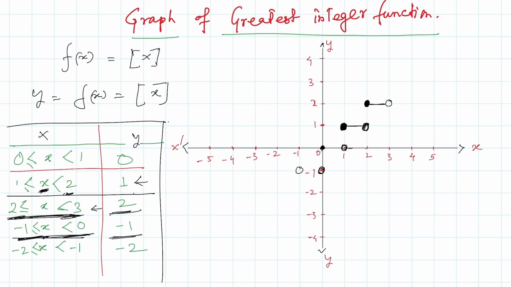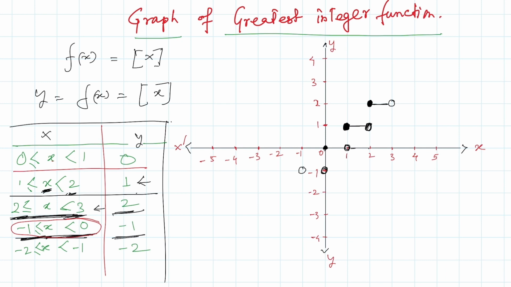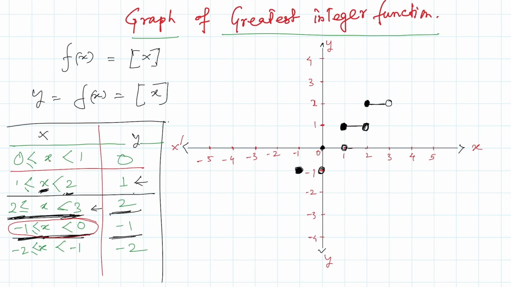Minus 1 is included, that means x is greater than or equal to minus 1 is included. So here you have to make this circle dark in order to represent this. So for this interval the y value is minus 1. So hope you have understood this.